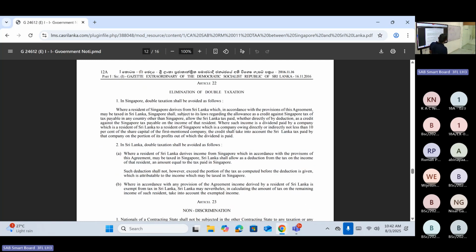We are a resident of Sri Lanka, deriving income from Singapore, which in accordance with the provisions of this agreement may be taxed in Singapore. Sri Lanka shall allow a deduction from the tax on the income of that resident, an amount equal to the tax paid in Singapore. Such deduction shall not, however, exceed the portion of the tax, as computed before the deduction is given, which is attributable to the income which may be taxed in Singapore.